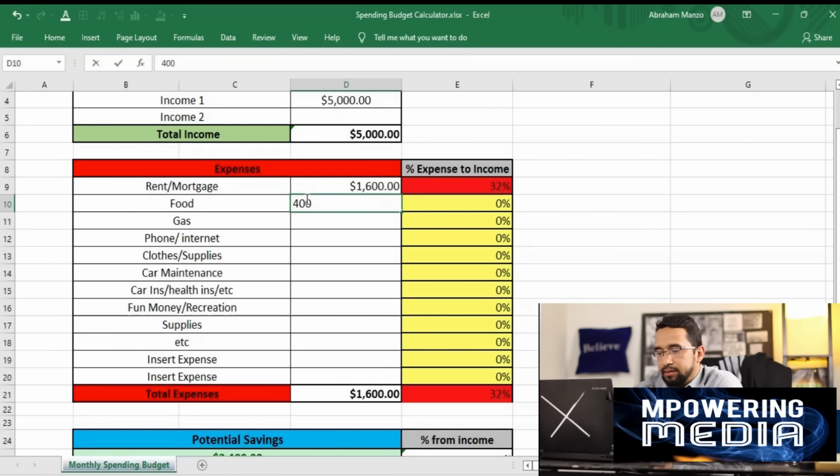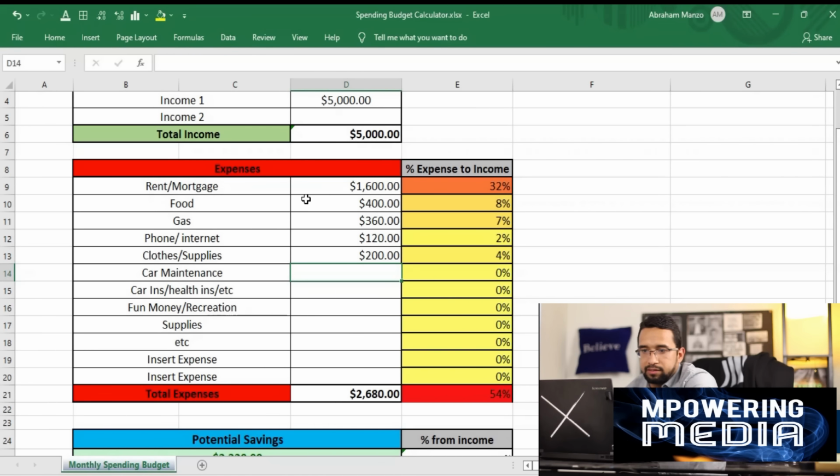Okay, now the next thing here I would enter would be for food. I've entered $400 here, and again it's giving me the percentage. That's 8% out of the total $5,000. And as you continue to work down the list, you'll notice what your total expenses are, and then you'll see where your higher expenses are, where most of your money is going to.